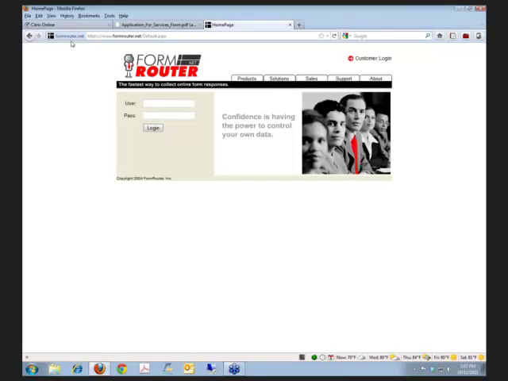So FormRouter is that piece of middleware, for lack of a better term, that's able to look at the answer that's given on the PDF form, make that decision, send them the next page in the workflow, and more importantly, they take the data off of that form that we've developed ourselves and put it into our online intake database.